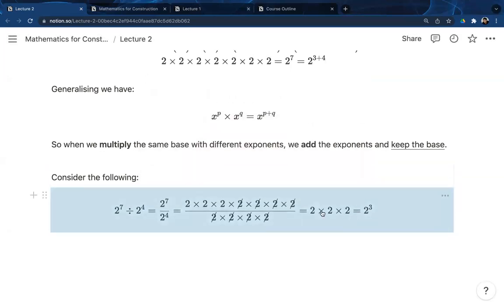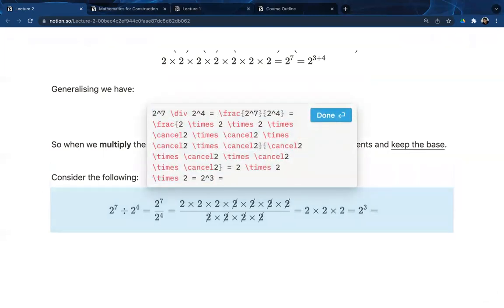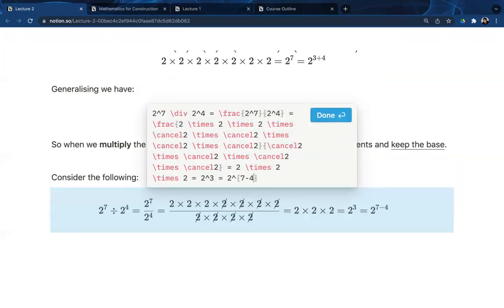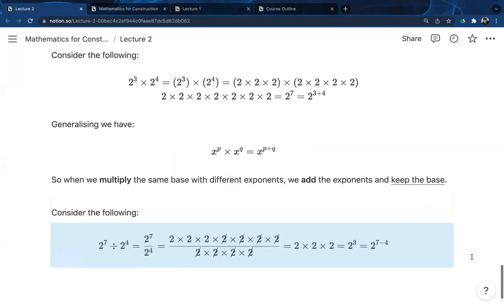But I didn't need to do all this mathematics and canceling here to figure this out, right? I could have just looked at the indices. I know 2 to the 7 is 7 of them and 2 to the 4 is 4 of them. So 4 of them will be taken away from 7. So this is actually 2 to the power, and I could say 7 minus 4. Okay, 7 minus 4 is 3. So when you divide 2 terms with the same base but different powers, we subtract the powers.